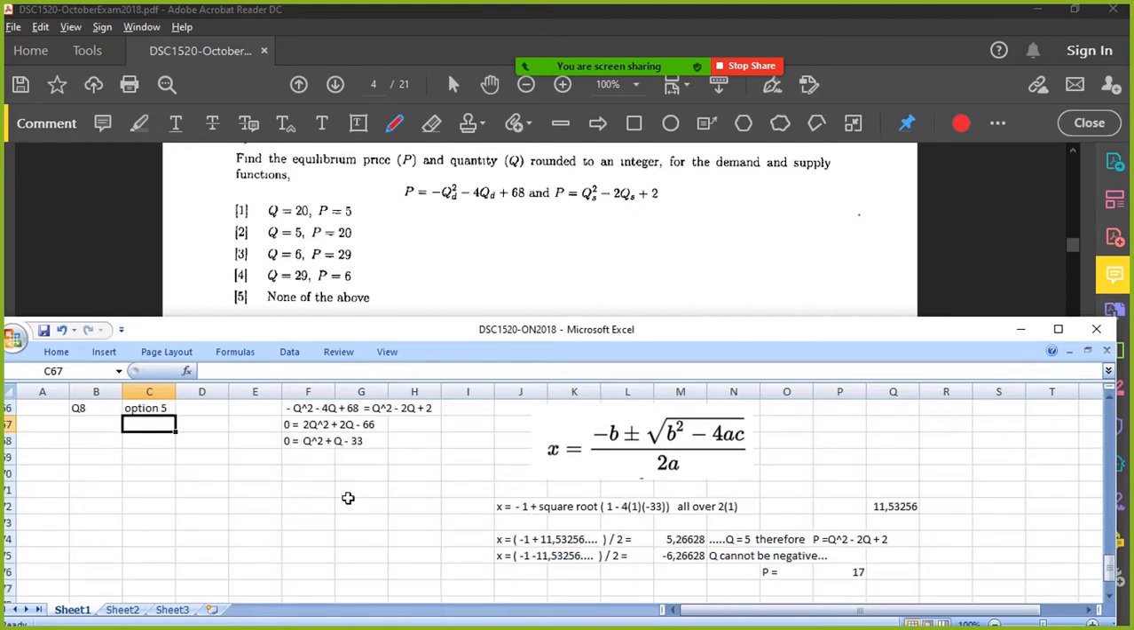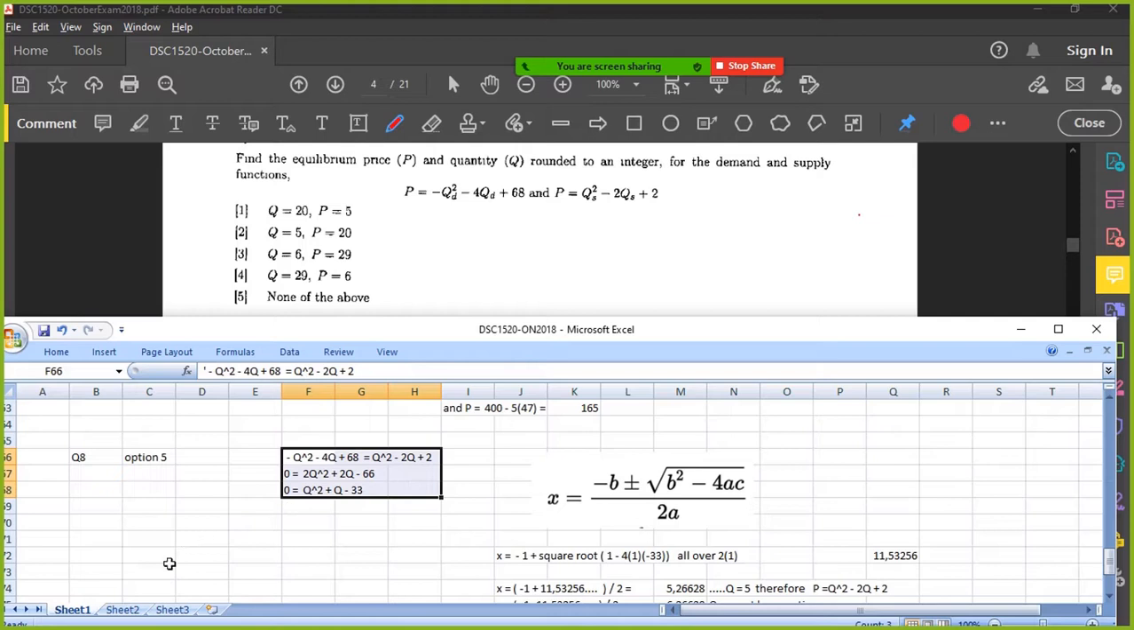Yes. I can double check it just to make sure that I haven't made a mistake with the equilibrium. Q squared minus 4Q plus 68. If it goes to that side, that becomes a plus, so 2Q squared, yes. That becomes a plus, so plus 4 minus 2 is plus 2, yes. And then plus 68 goes to that side, becomes minus, so minus 68 plus 2 is minus 66. Yeah, it's right. Nothing wrong with the working.